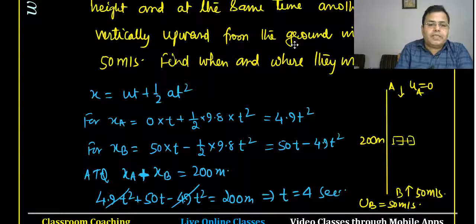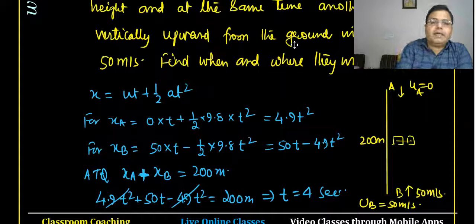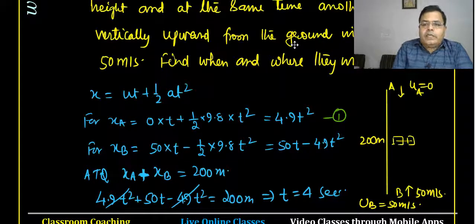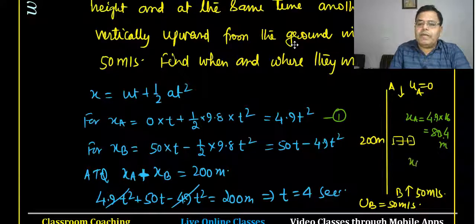So after 4 seconds they will meet each other. And for the distance traveled, if you put t equal to 4 in either one, the distance traveled from the top, x_A, is equal to 4.9 into 16, which is 78.4 meter from the top, and 121.6 meter from the bottom. That is where they will meet each other.